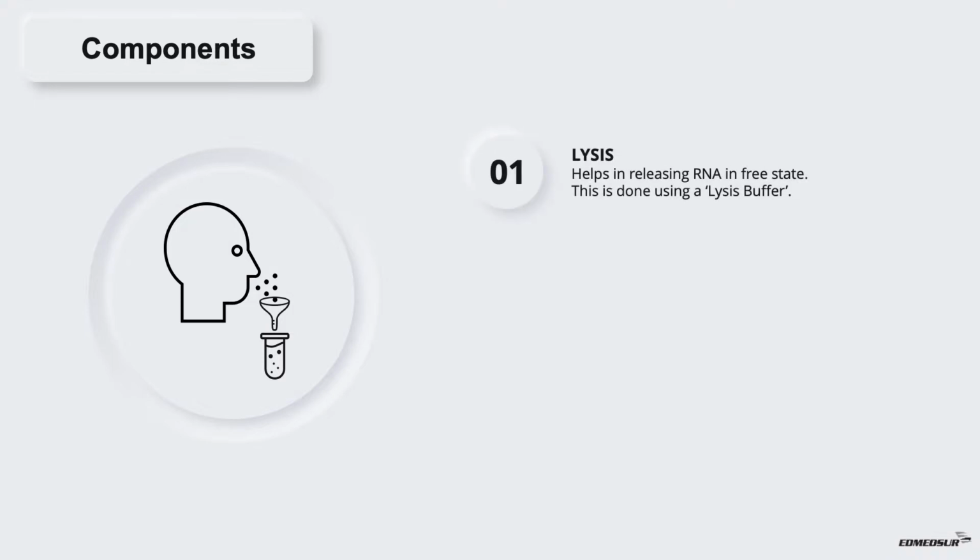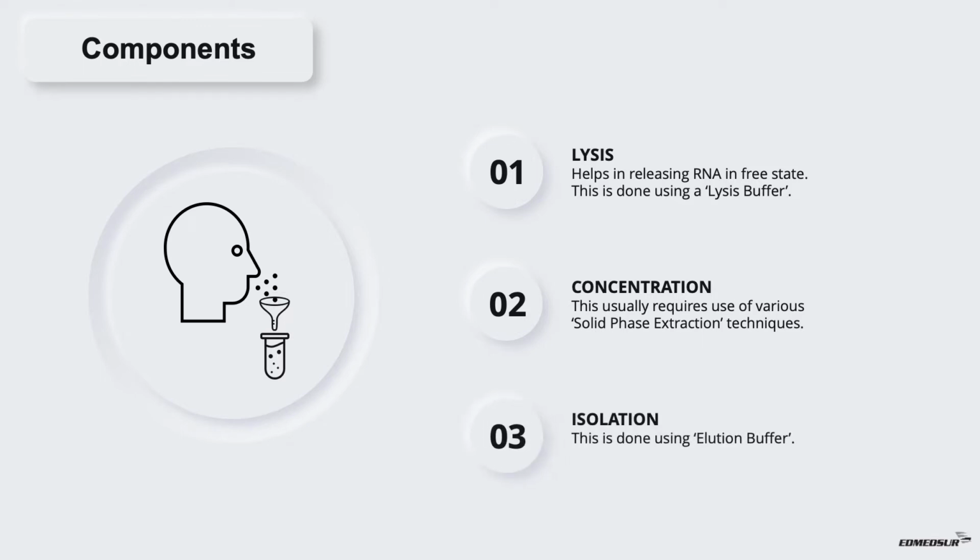Components. The RNA extraction from the specimen consists of 3 major components: cell lysis to disrupt cells or tissues. This step helps in releasing RNA in free state. It is done using a lysis buffer. RNA concentration. This usually requires use of various solid phase extraction techniques. Finally, RNA isolation. This is done using elution buffer.